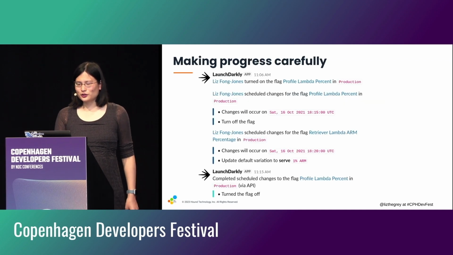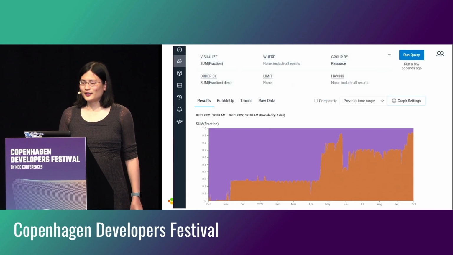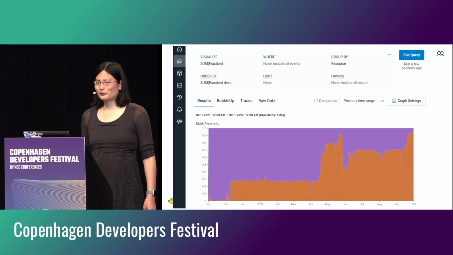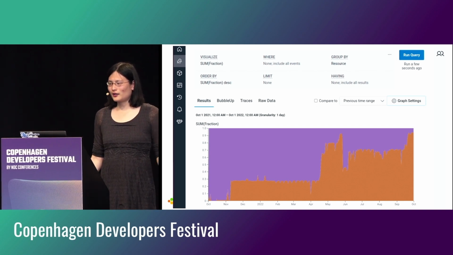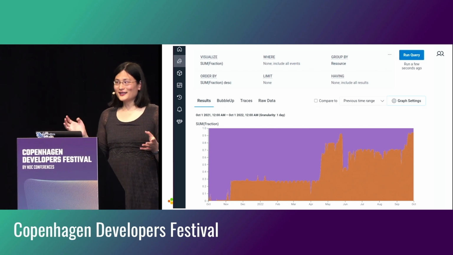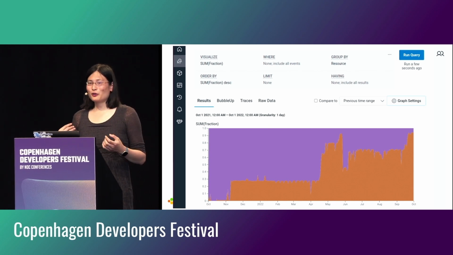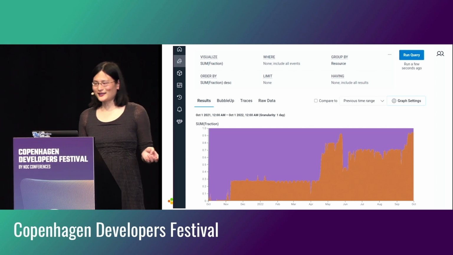So we were able to schedule turning on and off our feature flags and profiling things as we went in order to determine when it was safe for us to proceed. And eventually, we were able to hit 99% of our Lambda executions running against the new processor architecture. And more importantly, we were able to actually save that money, that 20 to 30%.